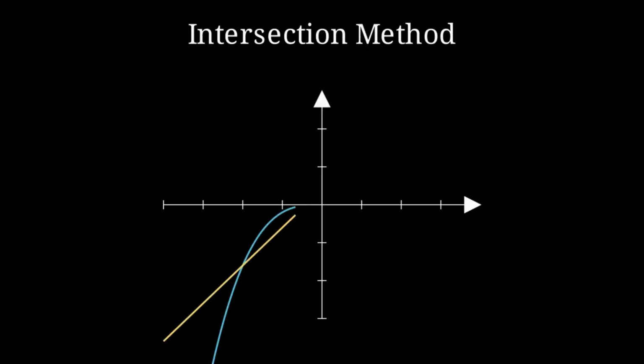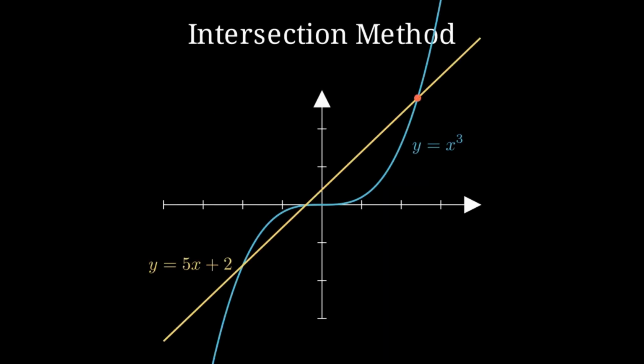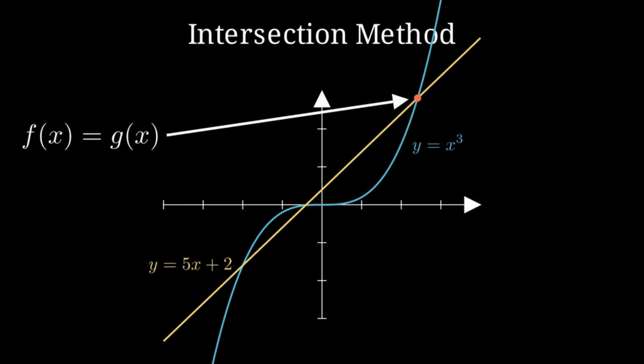Another strategy is the intersection method. If you have an equation like x cubed equals 5x plus 2, you can graph both sides as separate functions. The x value where the 2 lines intersect is your solution.